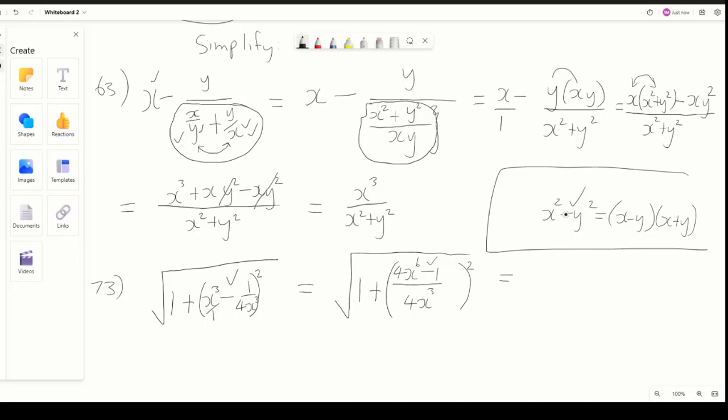So let me do the following. And I hope this is the simplest approach I'm taking. So what I can do is I can say 1 plus, then I'm going to use that difference between two squares now, okay? And I can say 2x cubed minus 1 times 2x cubed plus 1.